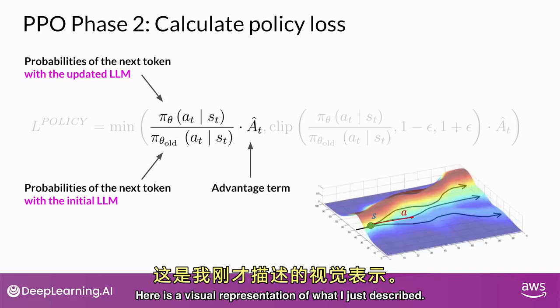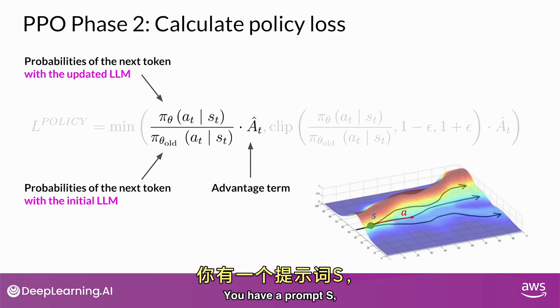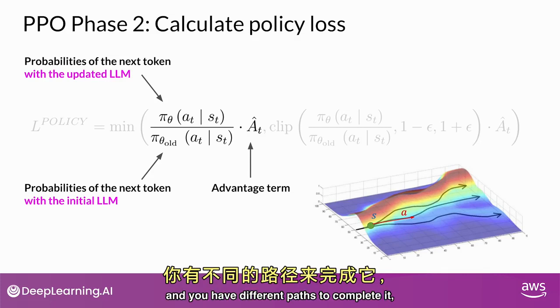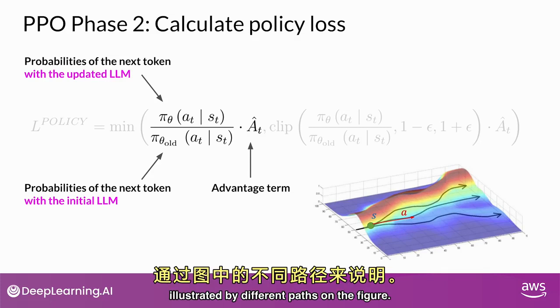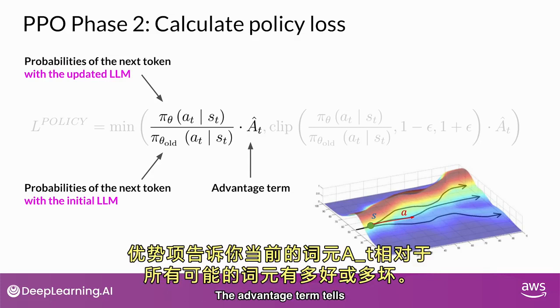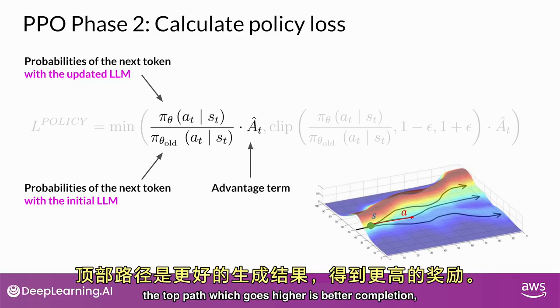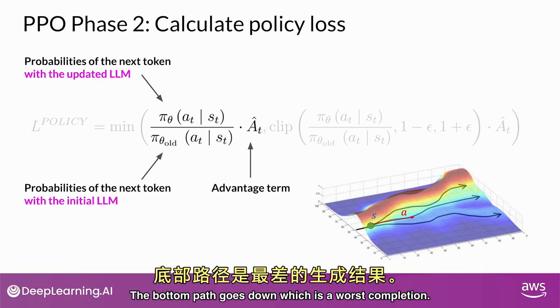Here is a visual representation of what I just described. You have a prompt S, and you have different paths to complete it, illustrated by different paths on the figure. The advantage term tells you how much better or worse the current token a sub t is with respect to all the possible tokens. In this visualization, the top path, which goes higher, is a better completion, receiving a higher reward. The bottom path goes down, which is a worse completion.